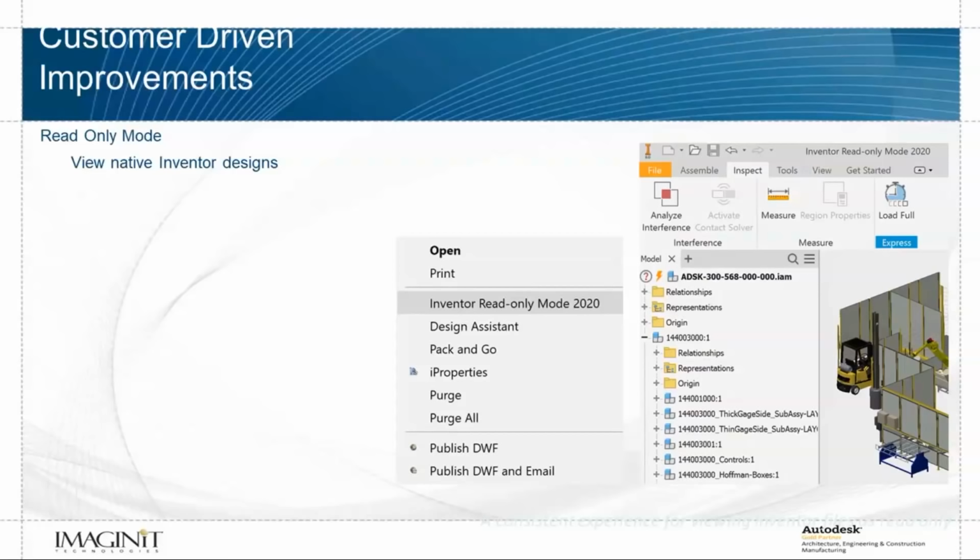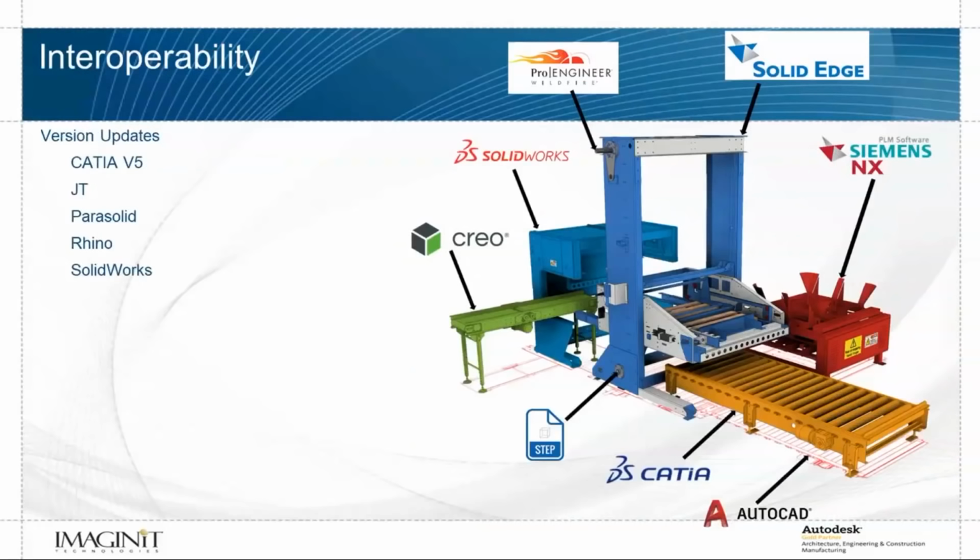I want to talk just a little bit about interoperability, and there's been a few adjustments on this. CATIA, we can import now CATIA v5, and there's a 6R 2018. We can do v5 6R 2018. For JT, it can be 10.2. Parasolids is Parasolids 31. Rhino, we can import Rhino 6. And SolidWorks, we can do 2001 through 2019.